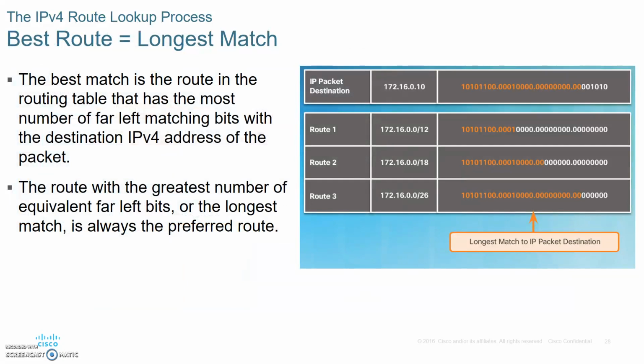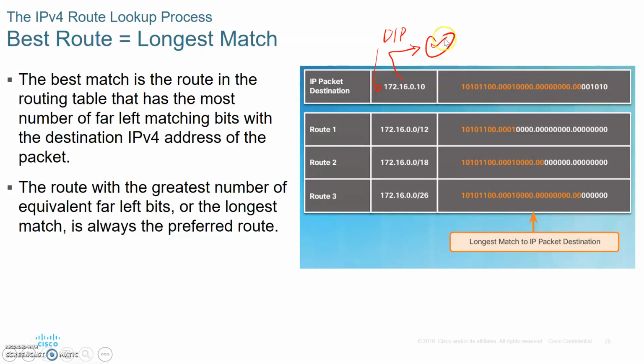Okay, what does it mean by a best match? A best match is a route that has the most number of far left matching bits that match with the destination IP address of the incoming packet. For example, the router receives a packet, and the destination IP address of the packet is 172.16.0.10. This is the binary equivalent.